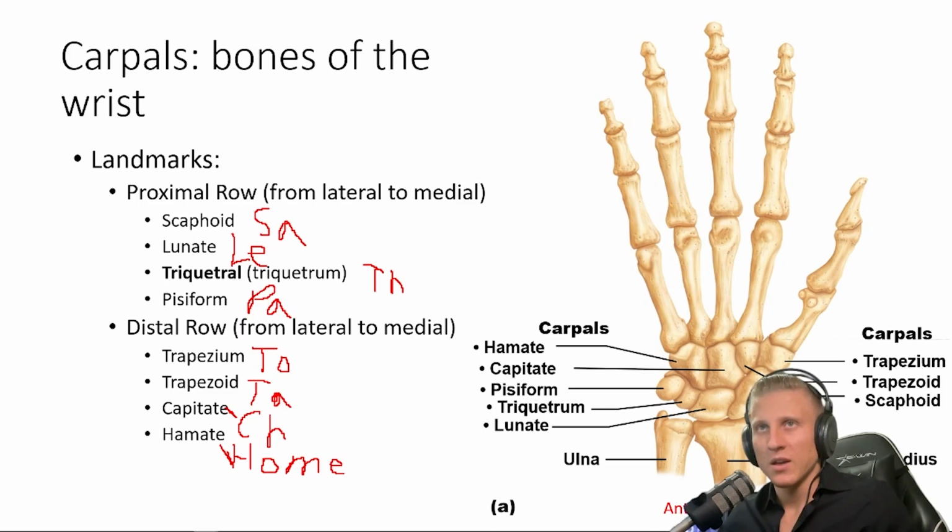So Sally left the party to take Christina home. Scaphoid, lunate, triquetral, pisiform, then trapezoid or trapezium. See, even I messed up. Trapezium, trapezoid, capitate, hamate.